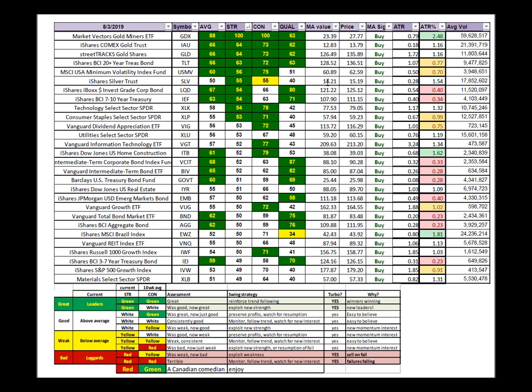Silver made a nice run in here, being green and yellow. You don't see that often. And then defensive plays in the bonds, good. Even dividend appreciation was beginning to give up. So white and green was great, now just good. Preserve profits, watch for a resumption in things like dividend appreciation, infotech, home construction.